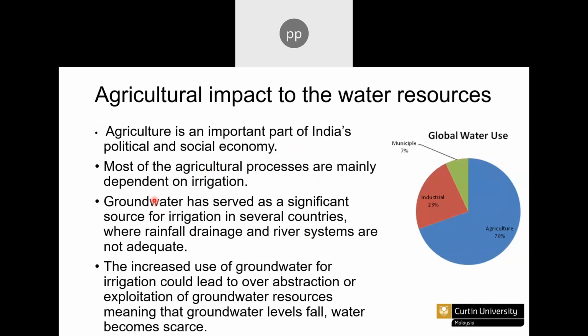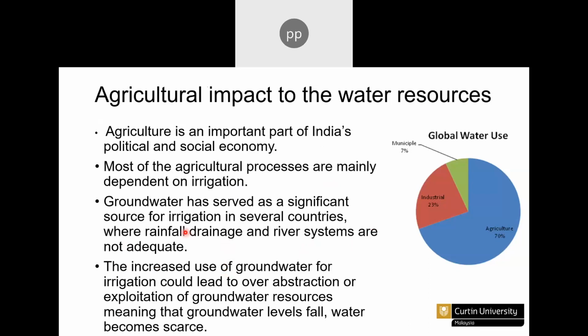So most of the agriculture processes mainly depend on irrigation. Irrigation means there is an artificial supply of water to the crop, to the soil, in order to improve agricultural productivity. So groundwater has served as a significant source for irrigation in several countries where rainfall, drainage and the river system are not adequate.